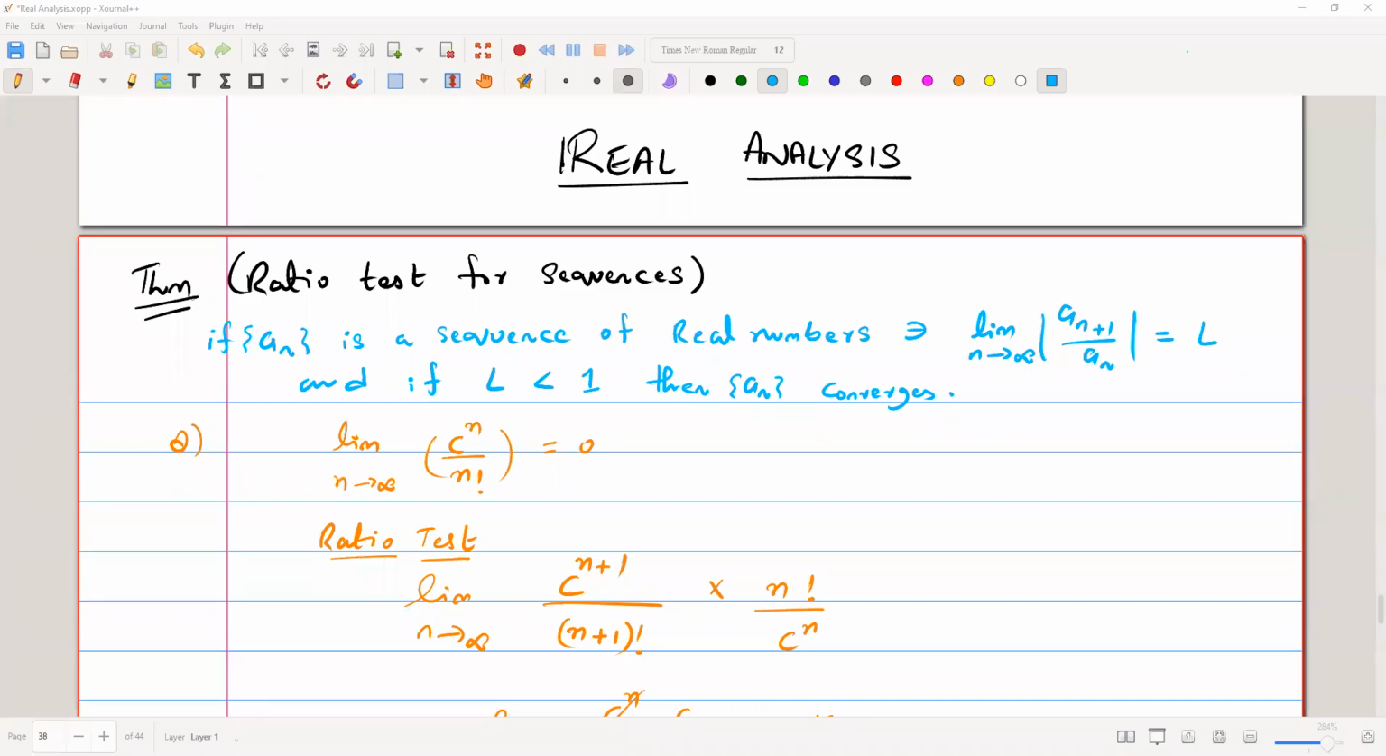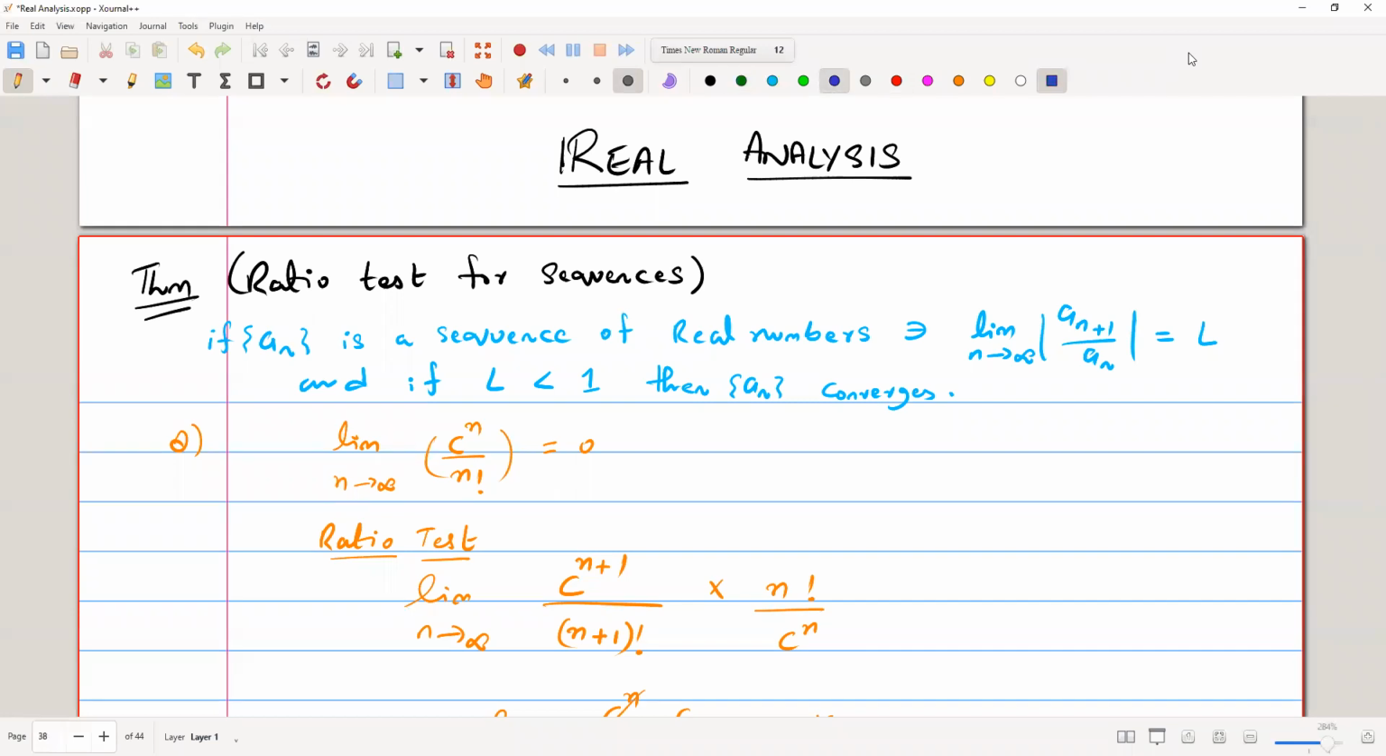Hi and welcome to the lesson of real analysis. And today's class we are going to discuss some important topics that are left from the previous classes. One of the important tests for the convergence of a sequence is the ratio test for sequences. We talked about the squeeze theorem and the comparison test, and now we are going to talk about this ratio test, and we'll work on some problems to see how this works.